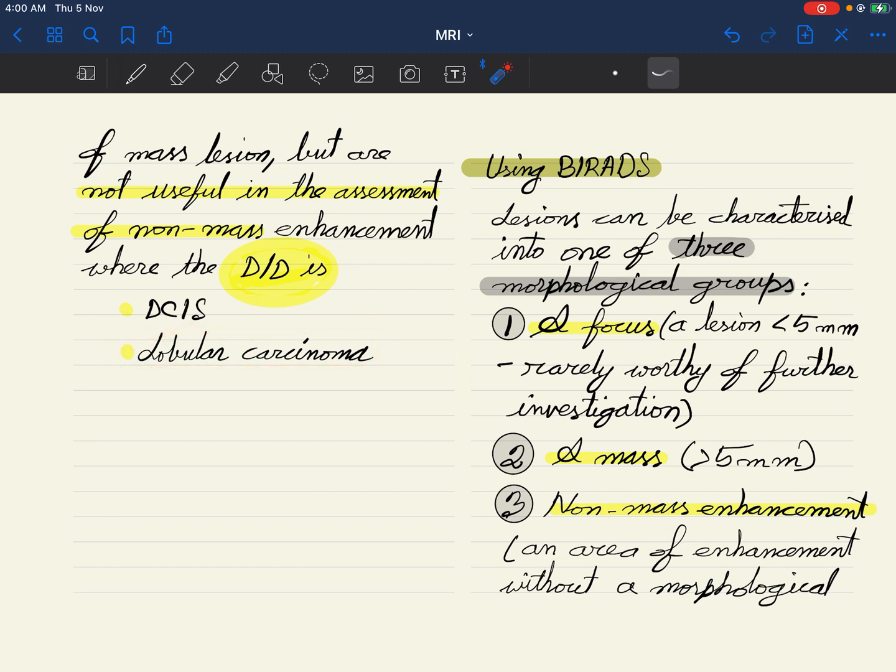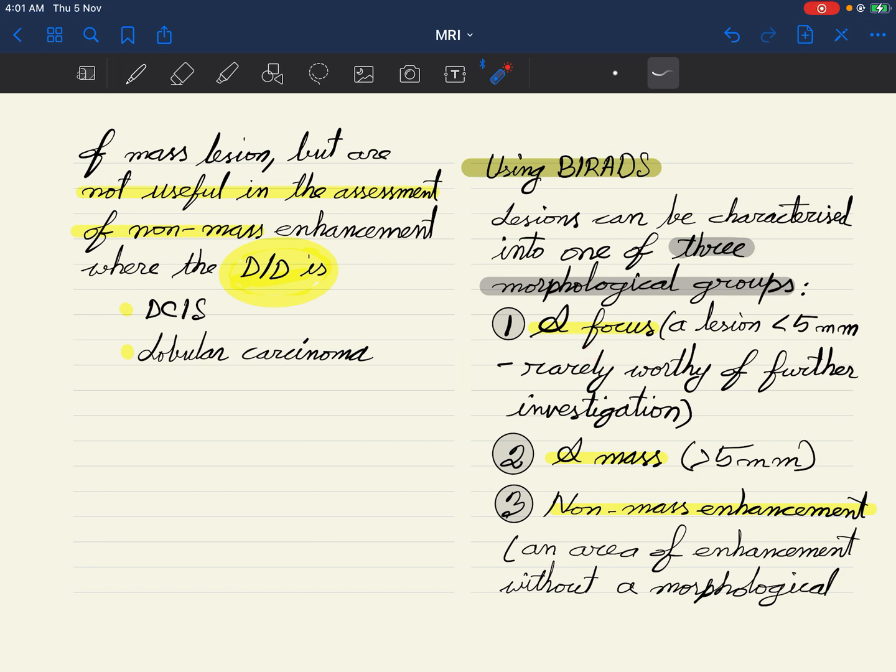We can characterize lesion by using BI-RADS. So lesions are characterized using BI-RADS into three morphological groups. Number one, maybe the lesion is a focus if it is less than 5 millimeter, and then it is rarely worthy of further investigation of such a focus lesion.